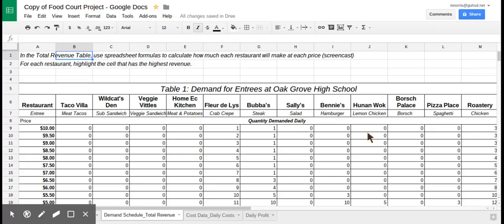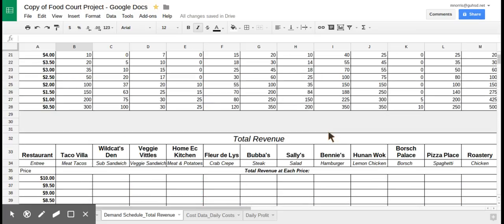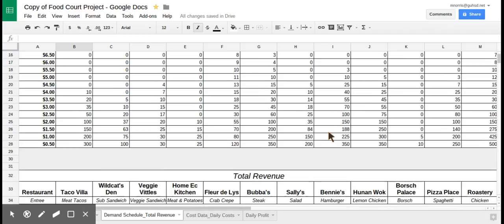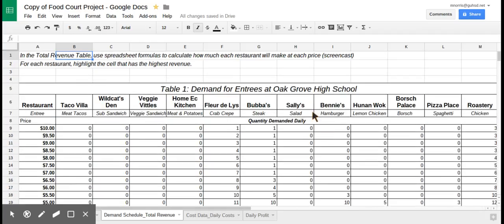Okay, in this screencast, I'd like to talk to you about how you're going to be doing some calculations of the total amount of revenue that's being brought in by each of the restaurants that you're doing for the food court project. And if we look at the top of the screen here, we do have a couple of charts. The first chart is demand for the entrees at Oak Grove High School.